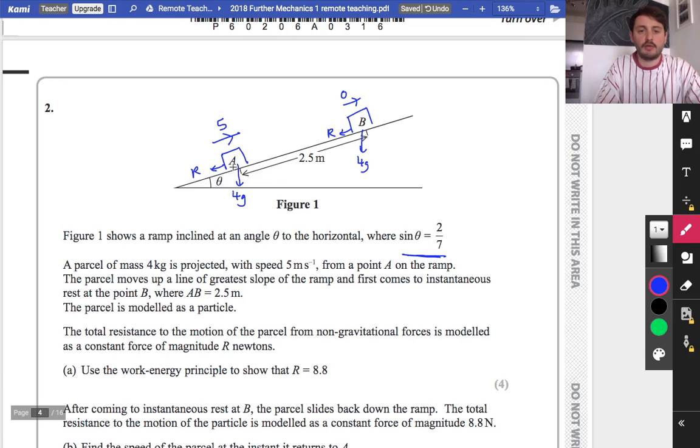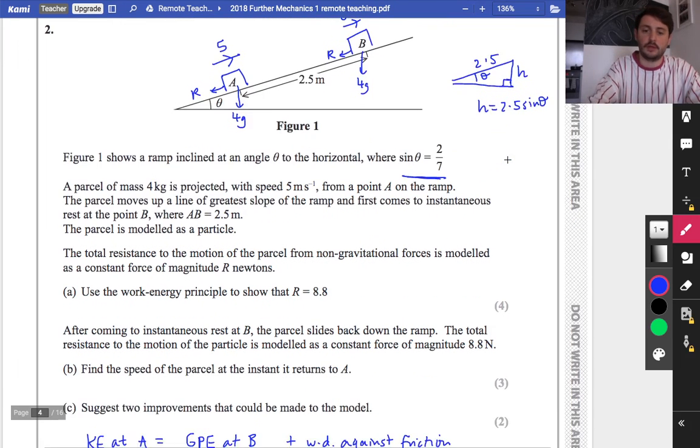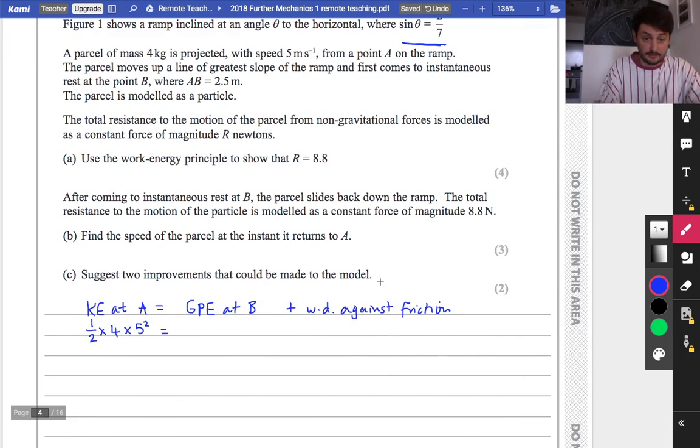Well, if we call this the 0 point where it started, and we know that it's going 2.5 meters along, and we know that this is theta, and we want to find out what the height is, well, the height is 2.5 sine theta. Thinking of trig there, okay? So the height is that. So we get mg multiplied by the height, which is 2.5 sine theta. And the work done against friction is just the force multiplied by the distance that it travels.